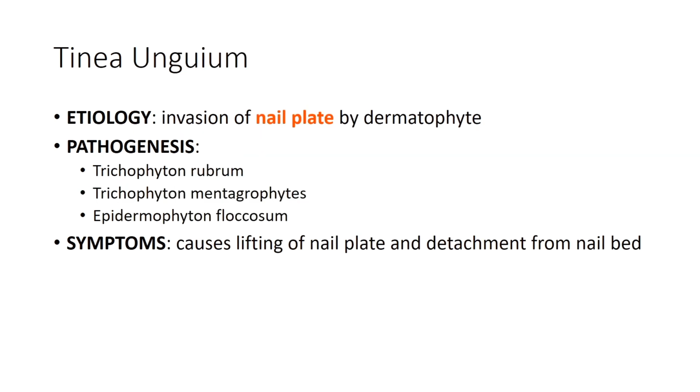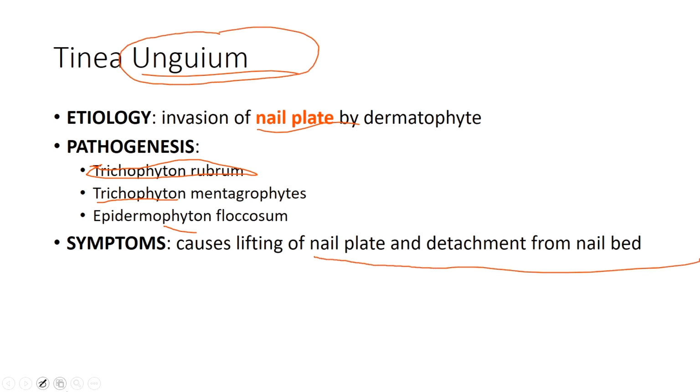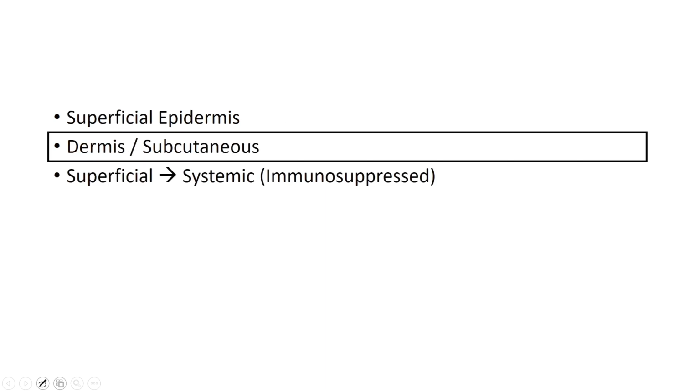So tinea unguium. This is an infection of the nail plate, and it's most commonly Trichophyton rubrum as well. Any of our Trichophytons, because they infect our nails, or any of our -phytons pretty much, is what you want to look out for in the answers. This is another thing they like to ask: do you just know the name of what it's called when it infects the nail? And that's tinea unguium.